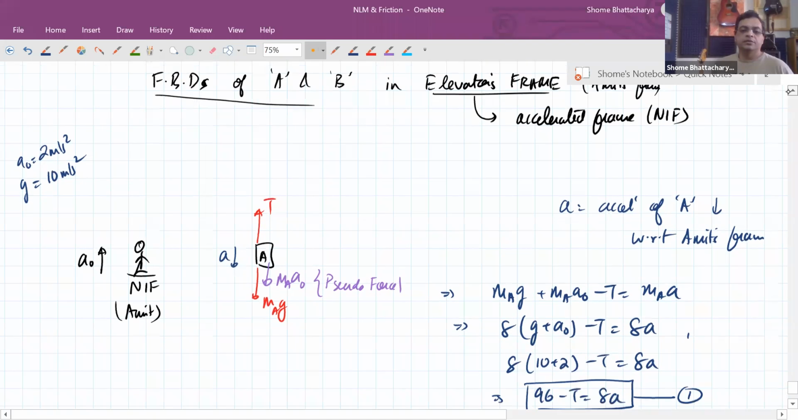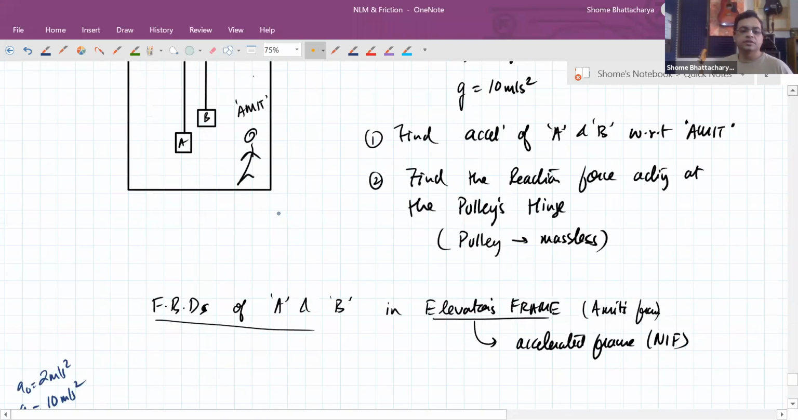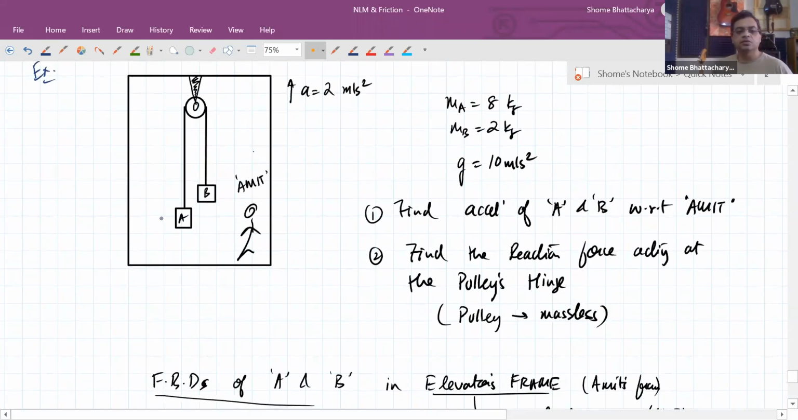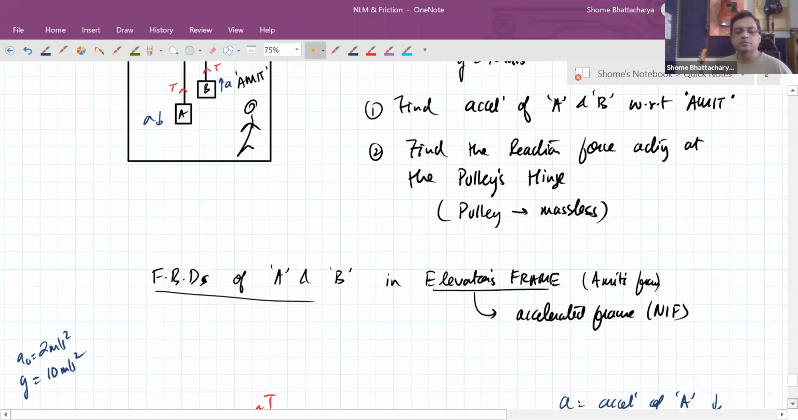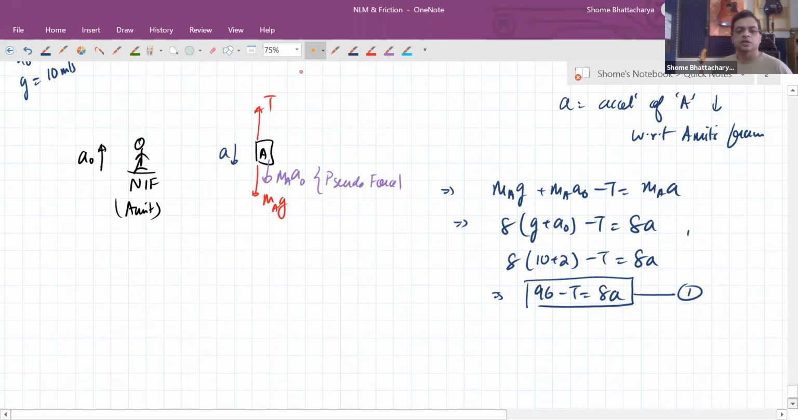So going back to this, you can see that with respect to this guy, A is a heavier block, so it will be coming down with some acceleration a. This will be going up with some acceleration a in his frame, because in his frame the pulley is at rest. In his frame, the tension is acting like this. So now let's look at B's free body diagram. Again in Amit's frame.